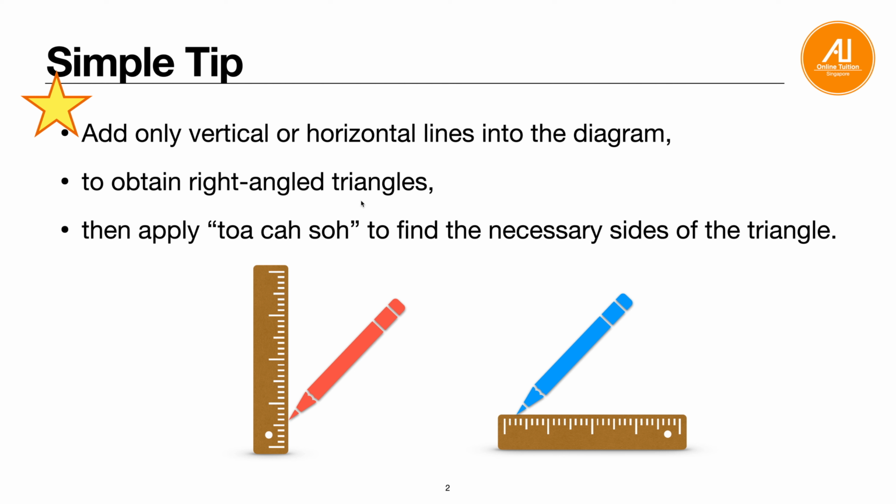So the tips to solving R formula questions will be what? Basically, you just need to add either vertical or horizontal lines into the diagram. To achieve what? To obtain right angle triangles, then you can apply your SOH CAH TOA to find the necessary sides of the triangle to solve the question. Just remember, you can only add vertical or horizontal lines. No diagonal lines, so that you can get right angle triangles.